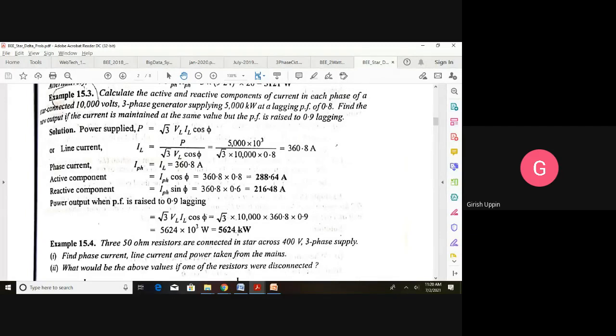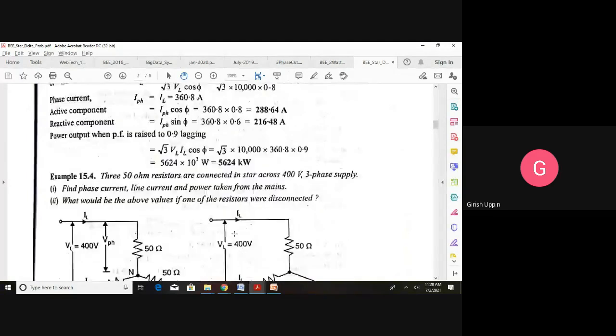So this is how it is done in reality. In order to have more active power, they will try to reduce the phase angle. As the phase angle starts reducing, the power factor will improve. As the power factor improves, the active power that is delivered will also increase.